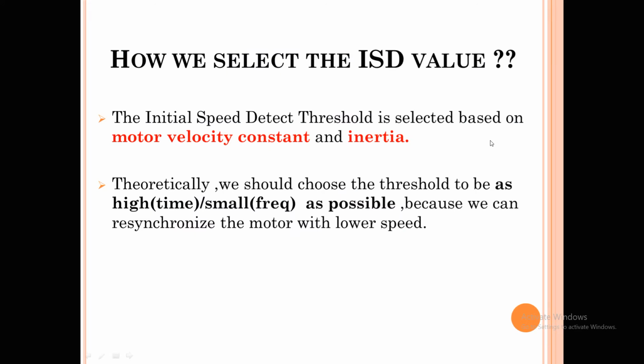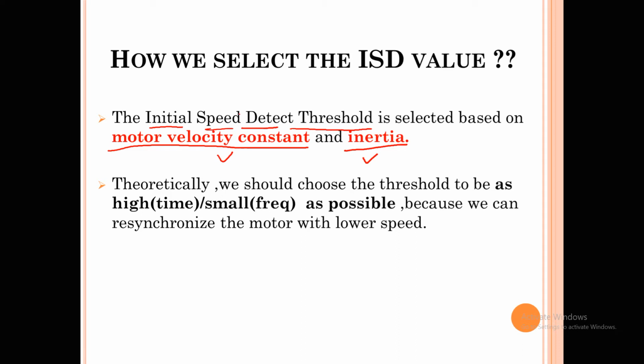Okay, now, we have discussed what is the need of this and how it's working. The next point that comes to our mind is what are the criteria when we need to select these values, or how we select these values. There are two major criteria by which we need to select the motor velocity constant value. The first is the motor velocity constant. Another is inertia, which is the motor inertia, like how heavy your motor is, whatever load you have put on it. Depending on these two factors, we need to select different initial speed detect threshold values.